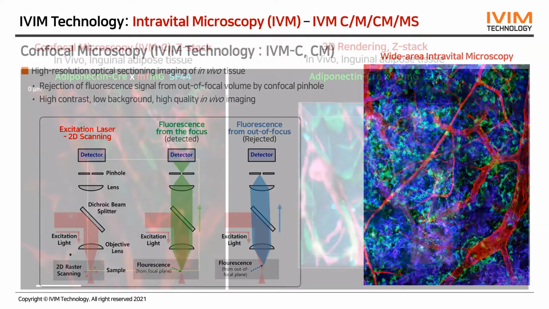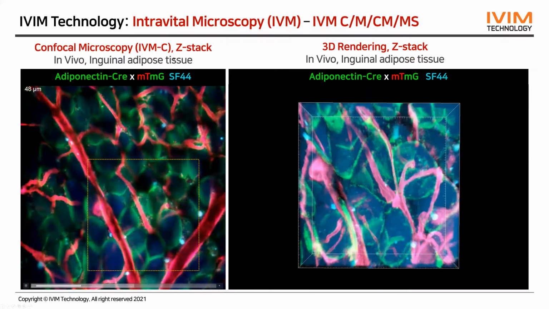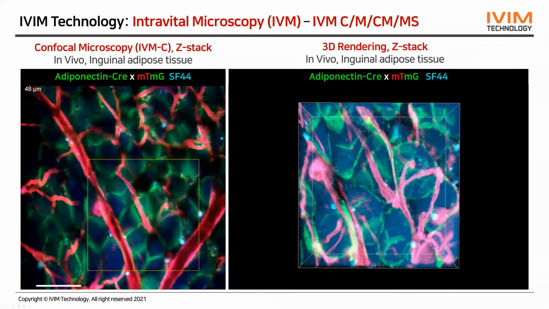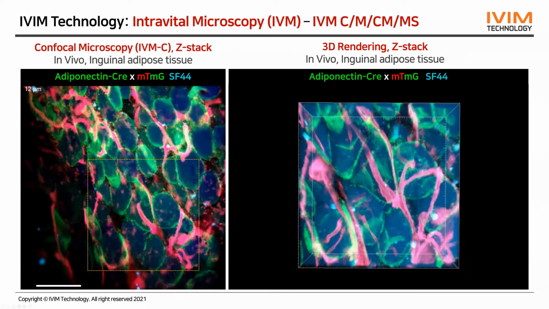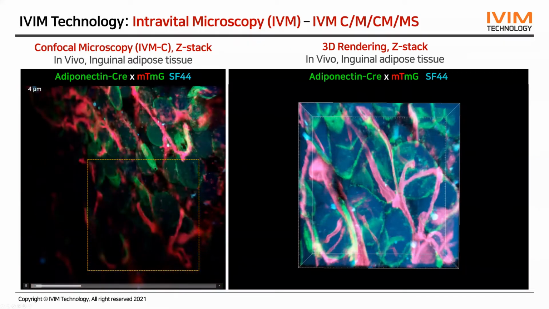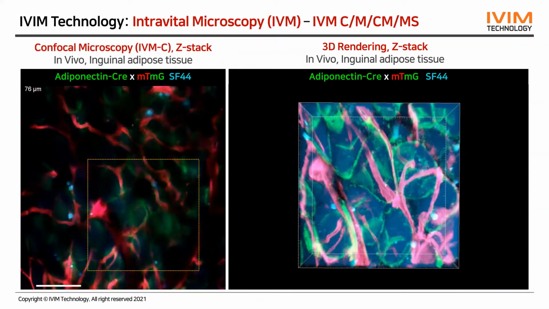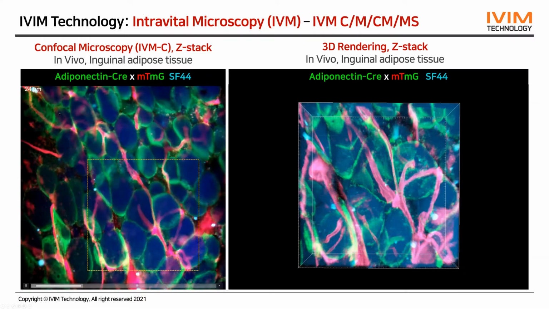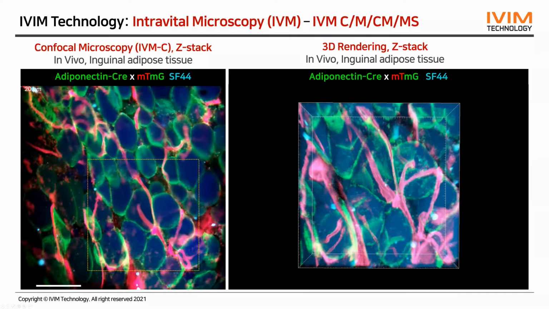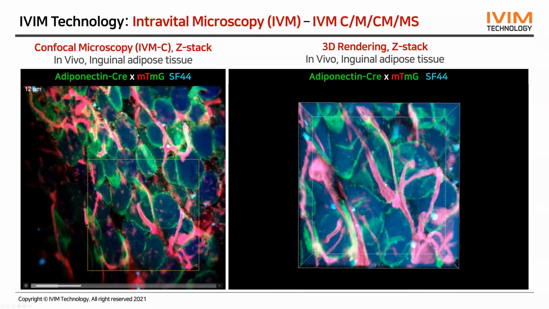This is the real data we obtained from the immunoadipose tissue in vivo in an anesthetized mouse. In this particular example, we used the adiponectin Cre crossed with the mTmG mouse. Basically, all the adiponectin-expressing adipocytes have a green membrane, so this green is actually adipocyte. And all the other cells express tdTomato, membrane tomato. So you can see the vessels and some other stromal cells in red color.